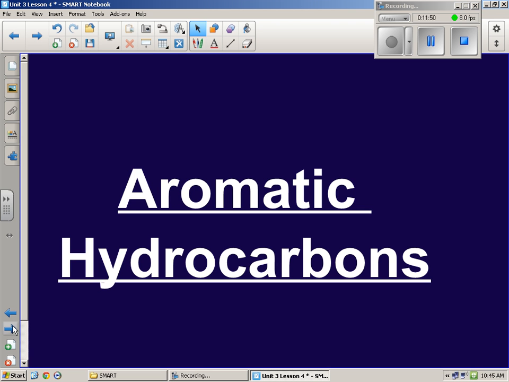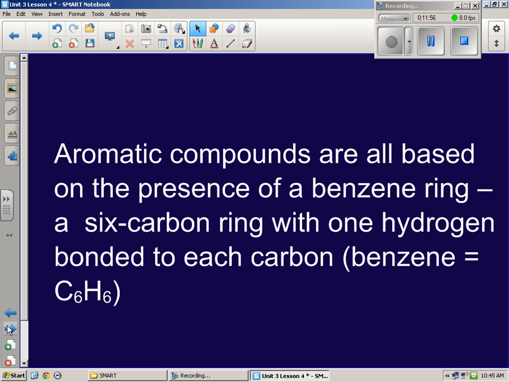We're going to talk about aromatic hydrocarbons. They're smelly. Aromatic compounds are all based on the presence of a benzene ring, a 6-carbon ring with 1 hydrogen on each carbon. So benzene is actually C6H6. It looks something like that.